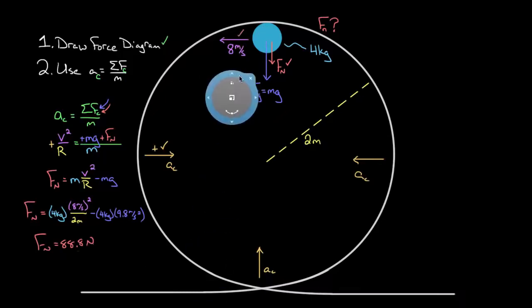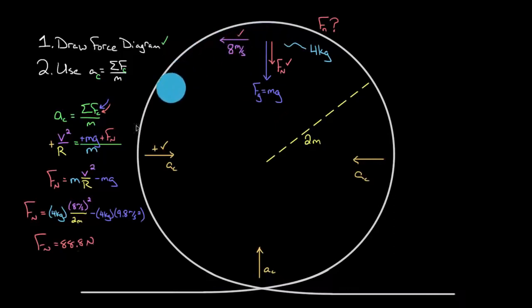What if the ball makes it over to here, right? So the ball rolls around and now it's over at this point. Now how much normal force is there at this point? Is it going to be greater than, less than, or equal to 88.8 newtons? Well, to figure it out, we should draw a force diagram. So there's going to be a force of gravity. Again, it's going to point straight down.